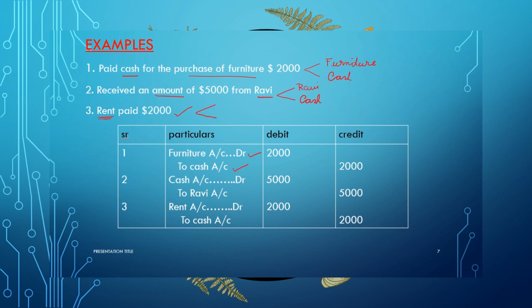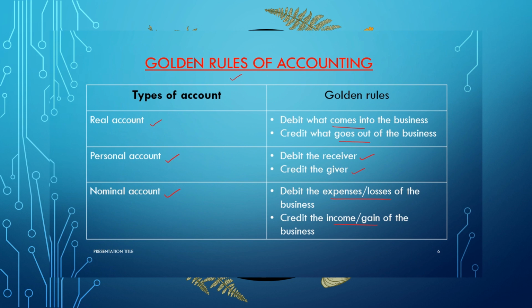Here, the two accounts which are being affected are rent account and cash account, because we are paying rent of rupees 2000. So here, debit the expenses or losses. So what is the expense here? Rent account. So rent account is being debited 2000 to cash account 2000. Okay, so this was an example of nominal account.